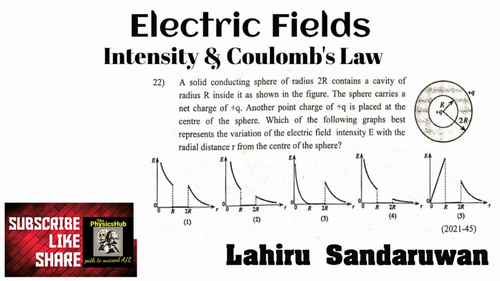A solid conducting sphere of radius 2r contains a cavity of radius r inside it. As shown in the figure, the sphere carries a net charge of plus Q. Another point charge of plus Q is placed at the center of the sphere. Which of the following graphs best represents the variation of electric field intensity with the radial distance from the center of a sphere?